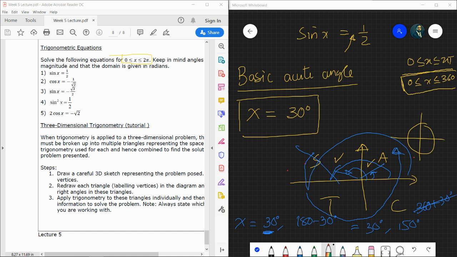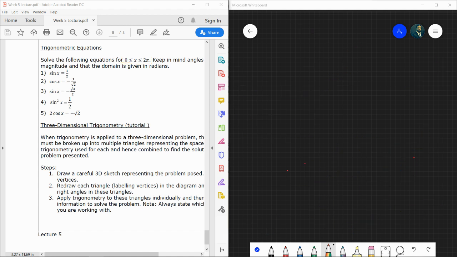Now let's take exactly the same example, but instead of sine x equals to half, we say minus half. And x is still from 0 to 360 degrees. Now, our basic acute angle is still 30, but sine is negative. So you ask yourself, where is sine negative? Is sine negative here? No. Is sine negative here? No. Sine is negative here and here.